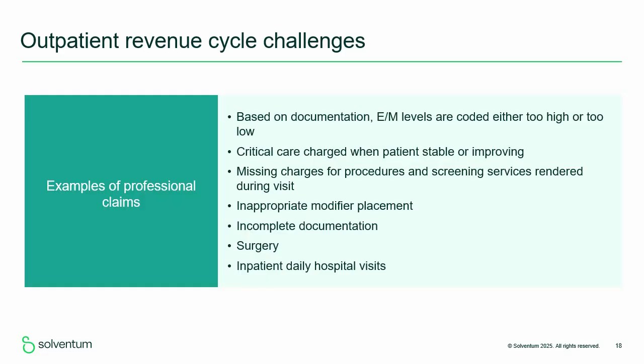We also see challenges with inappropriate modifier placement. We tend to see modifier 22 appended without the supporting documentation, modifier 25 appended to the wrong CPT or HCPCS code, and incomplete documentation. This could include specificity missing from procedures, the assessment and plan being incomplete and not supporting medical decision making. When it comes to surgeries, we see incorrect CPT codes billed, and inappropriate billing of multiple surgeries in one session. The CPT codes may differ from what is reported by the facility.